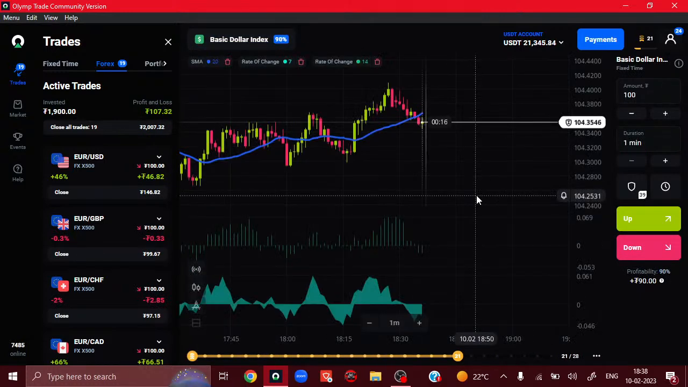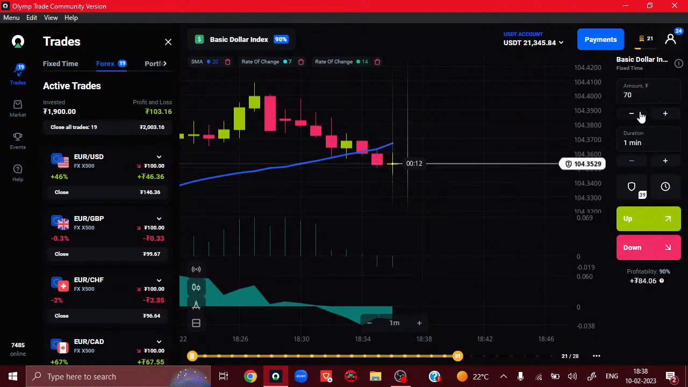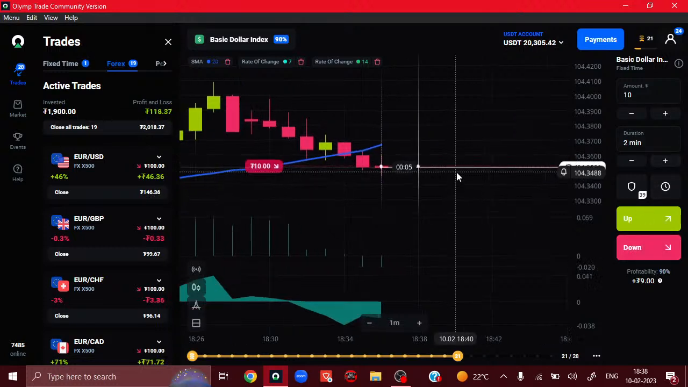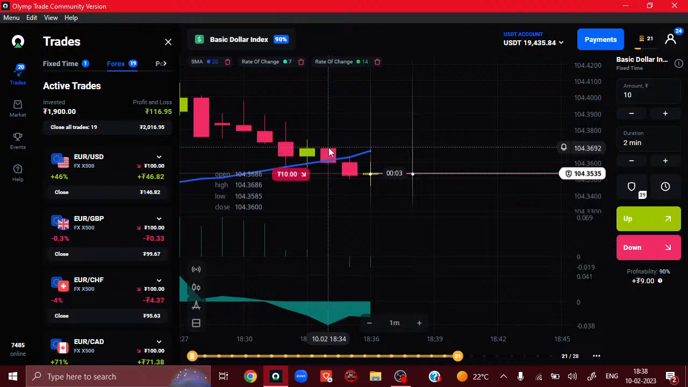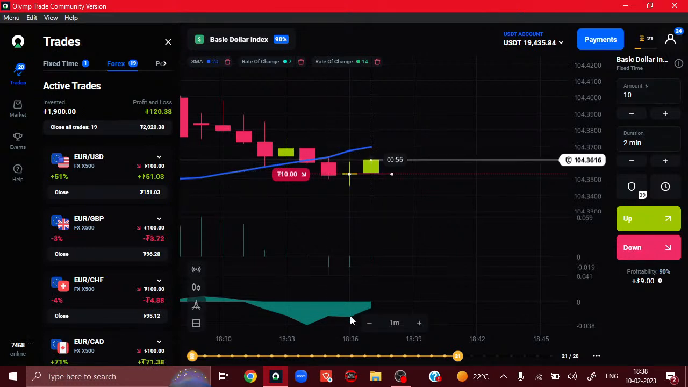Using the strategy here, we can see we have found a downside entry, and I am making a trade for $10 for 2-minute duration in the downward direction. In the basic dollar index asset, you can see the red candle has intersected the SMA 20 in the downward direction. The ROC has shifted below the zero line. The area chart ROC is already below the zero line. So we have entered into a downside trade here. The trade duration is 2 minutes.